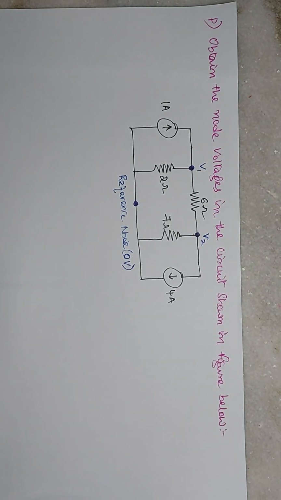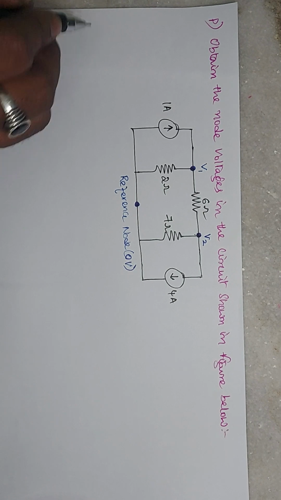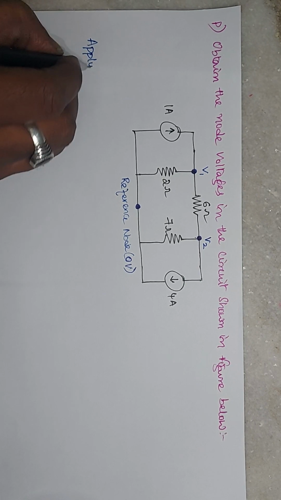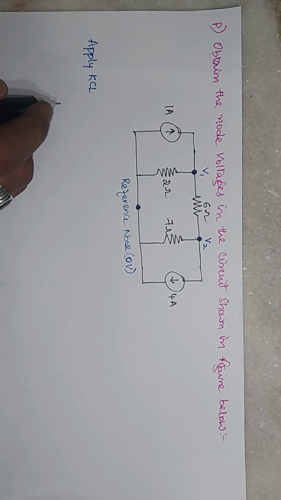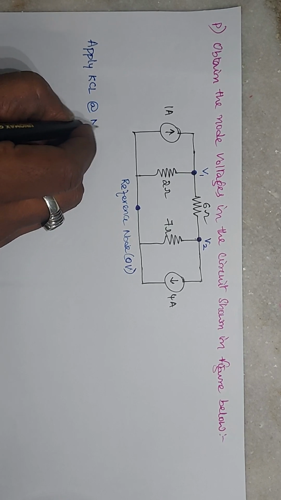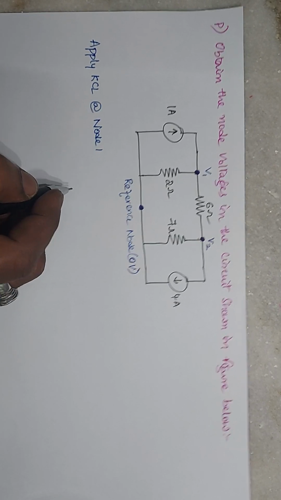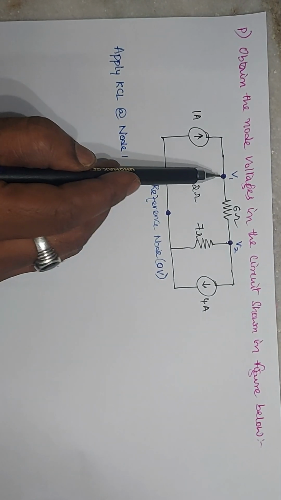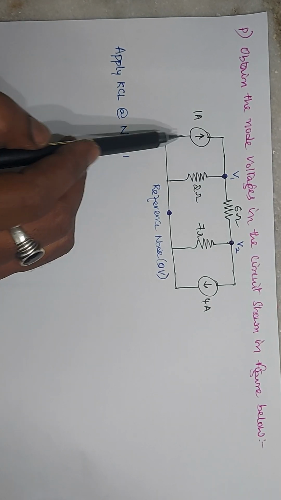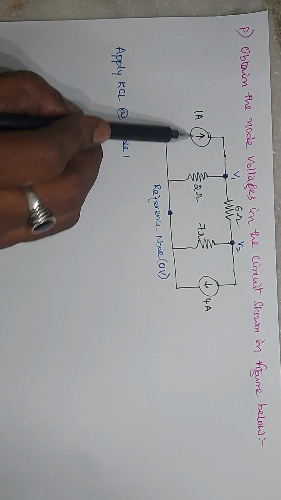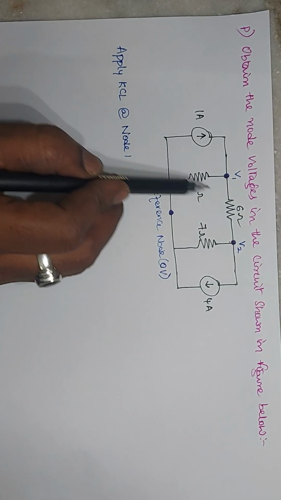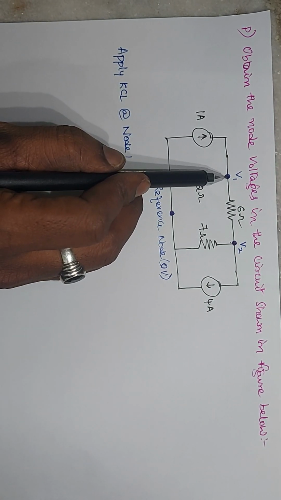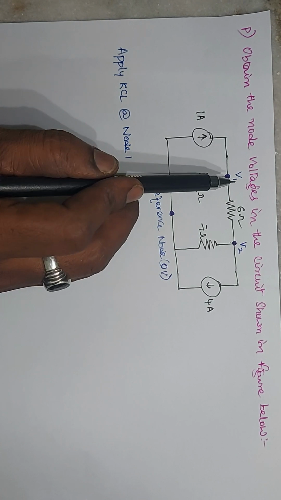Clear? First of all, apply KCL, Kirchhoff's current law, at node 1. How to do this? At this node 1, what branches are connected? First of all, identify them. Here the 1 ampere current source, 2 ohms and 6 ohms, only these three elements are connected. So we have to write the KCL at this node. What is the KCL? The algebraic sum of the currents at this node is 0.